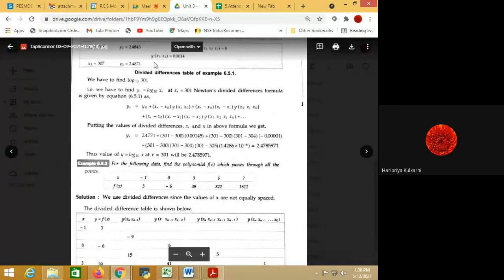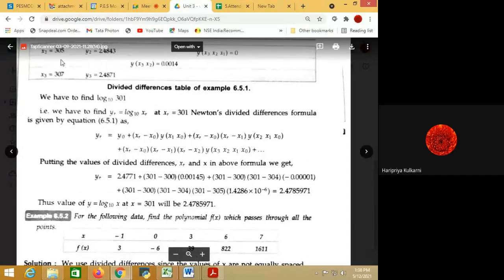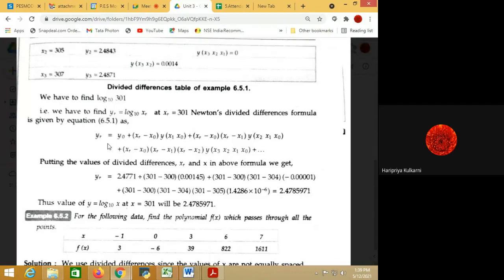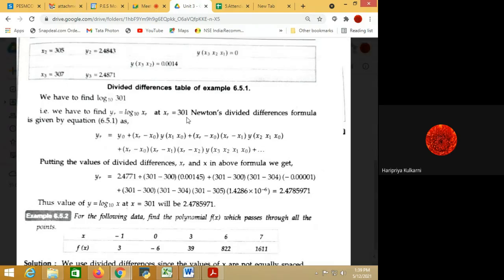So the table is continued here. Okay. 2 terms were there, 3 terms were there, and 2 terms are here. Okay. So this is a table. You can either write a table or directly put the values. So just now we have seen the formula. So we are interested to find out the log at 301. Okay. XR is given as 301, and we are interested to find out the log of X at this corresponding value.